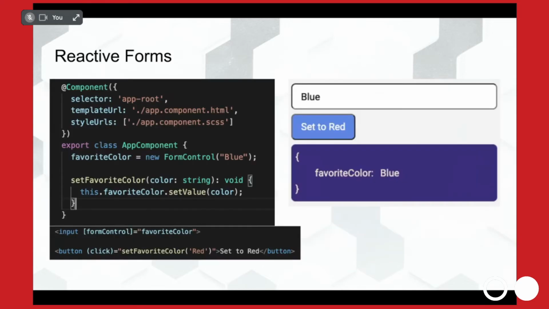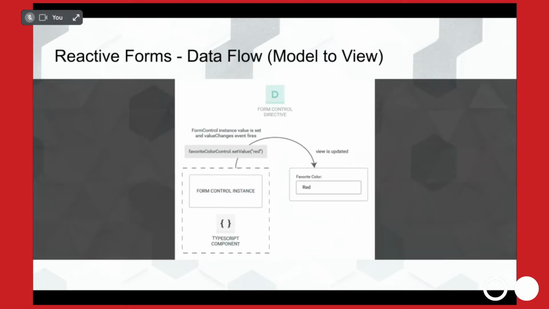When it comes to reactive forms, it's a much more direct approach. On our app component, we have a favorite color form control, and we will bind that form control directly to our input. In this case, we're using the form control directive. And you can see here the model to view is a lot more straightforward. The component creates a form control, and that form control updates our view.